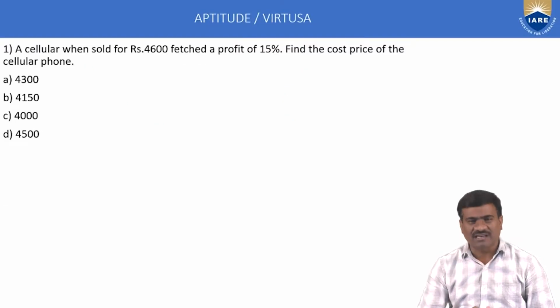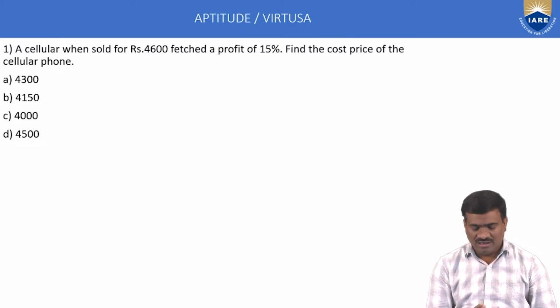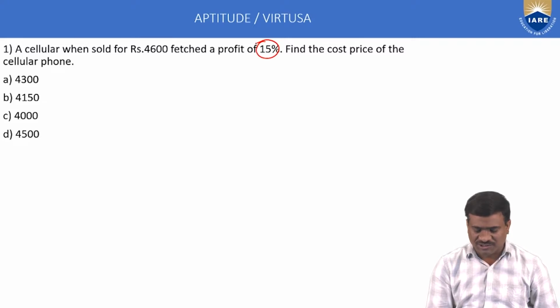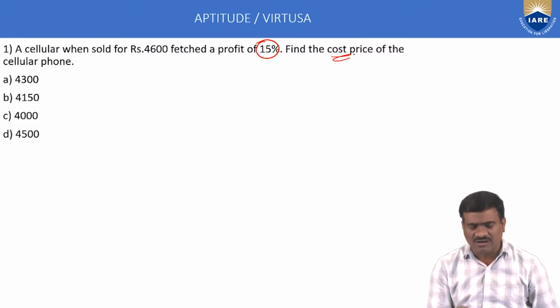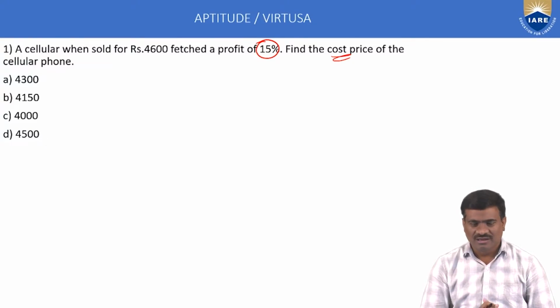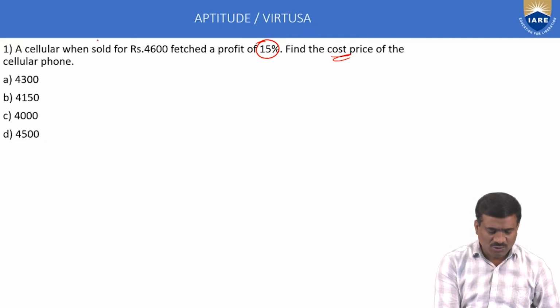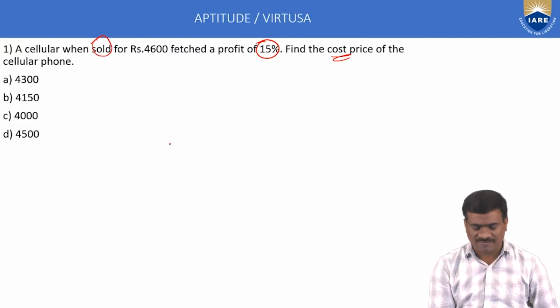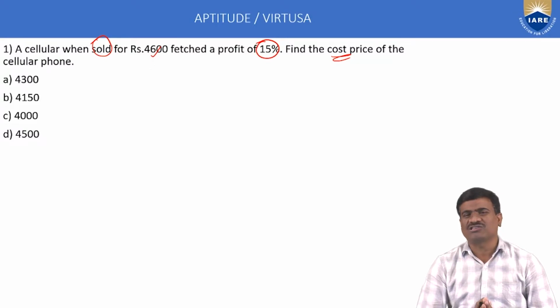Number 1, first example. A cellular phone sold for rupees 4600 at a profit of 15%. Find the cost price of the cellular phone. The first example's application is profit and loss. In the first statement, sold indicates selling price 4600, profit 15%, find the cost price.